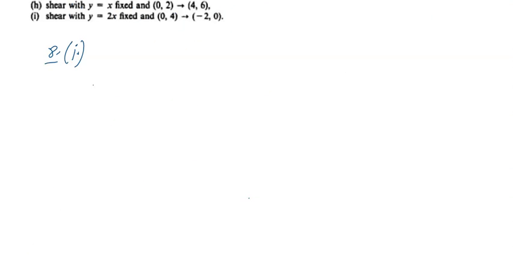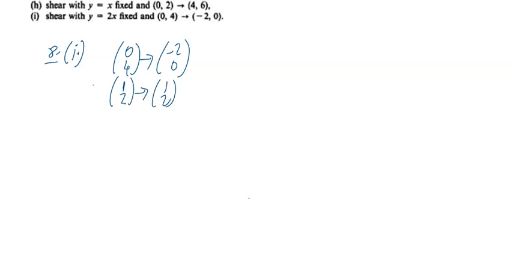Okay, since we made a mess of the last method in the last question, I will do it using that method again. Let's see if we can get it right. This one says a shear with y equals 2x fixed, and it also tells you that (0, 4) goes to (-2, 0). So we need to find a point which is definitely going to be on y equals 2x. If you put x equal to 1, y equals 2 times 1, so y equals 2, and it will stay fixed.